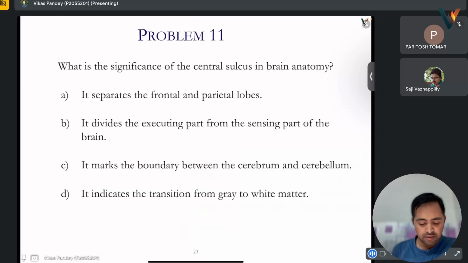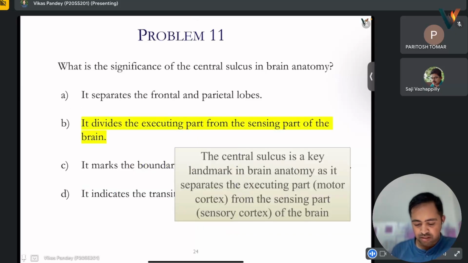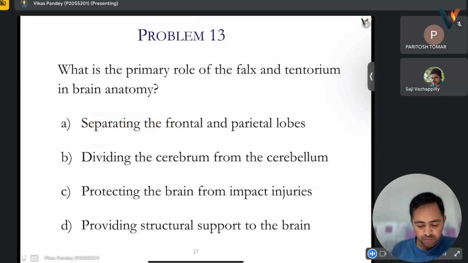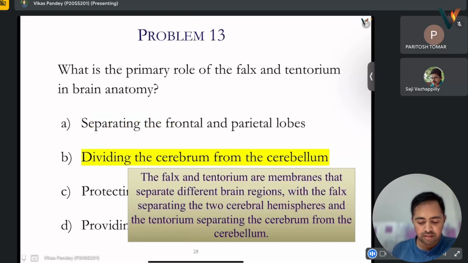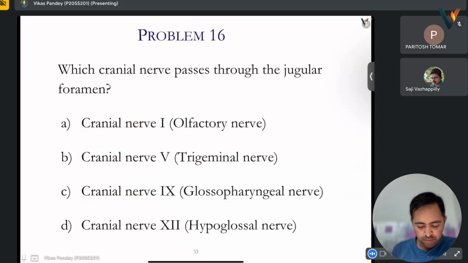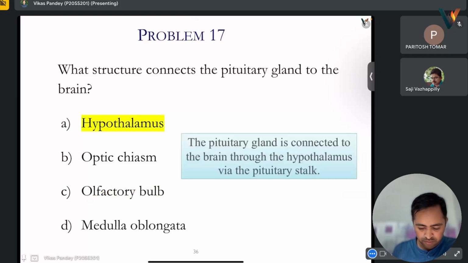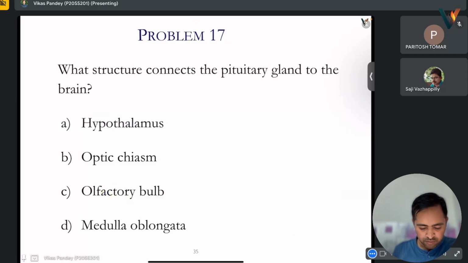Anyway, I think most of these, since they are from week two, might be creating the problem. Some part we can see, yes. What structure connects the pituitary gland to the brain? These things you have covered.